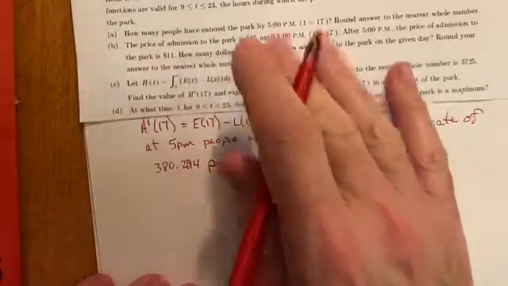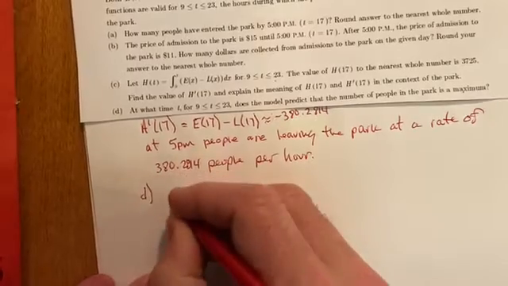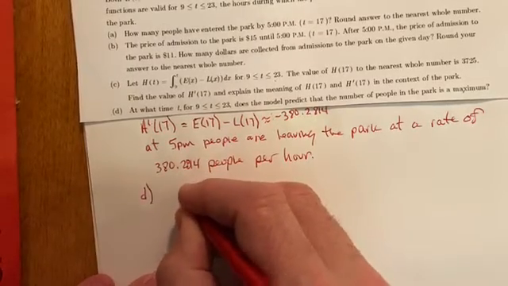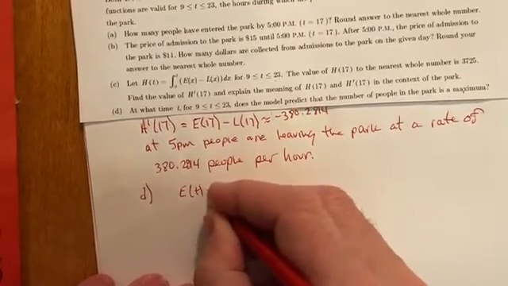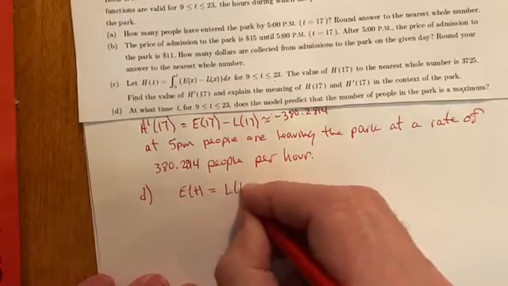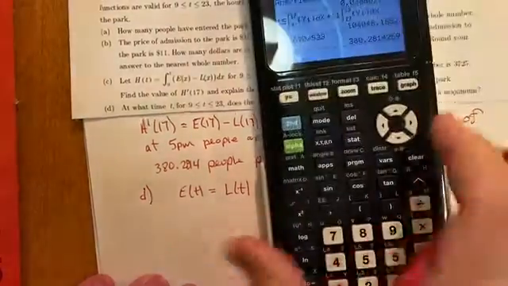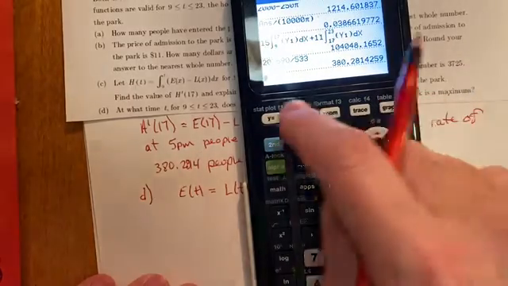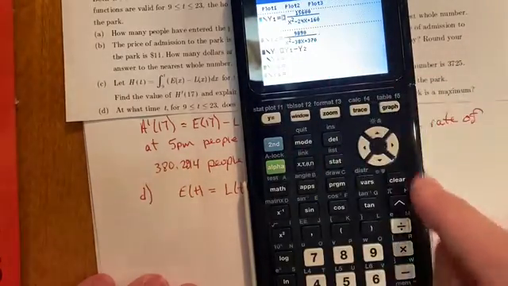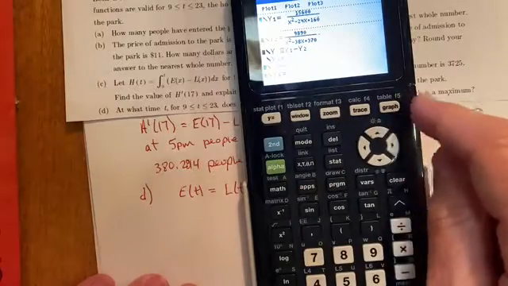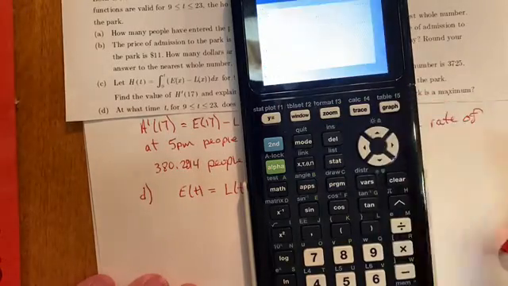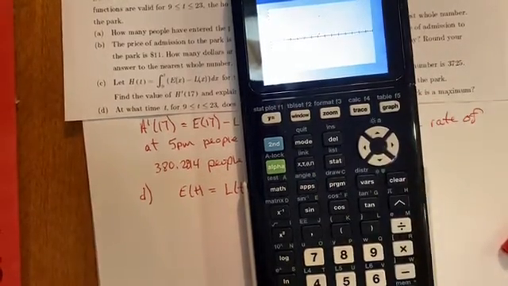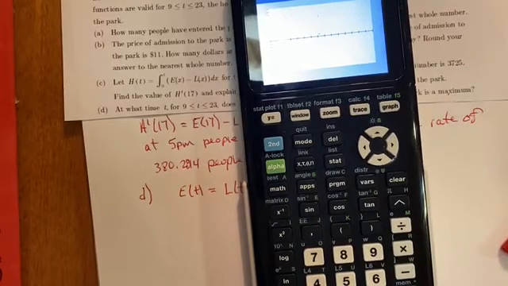So for D, we're going to set E of t equal to L of t. And luckily on our calculator, we can graph that because I've got it right here. It's the only one that's highlighted. So we're looking for the 0 of that. Hopefully it's nice and beautiful. We're not going to get a weird fraction anymore.